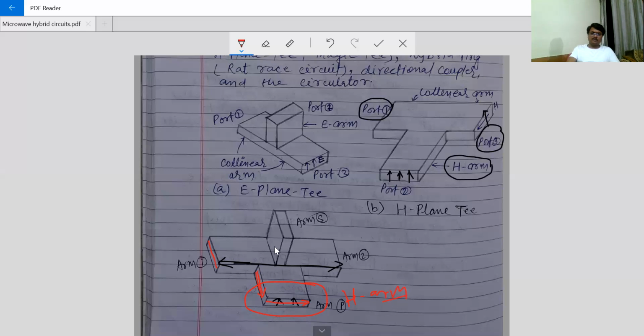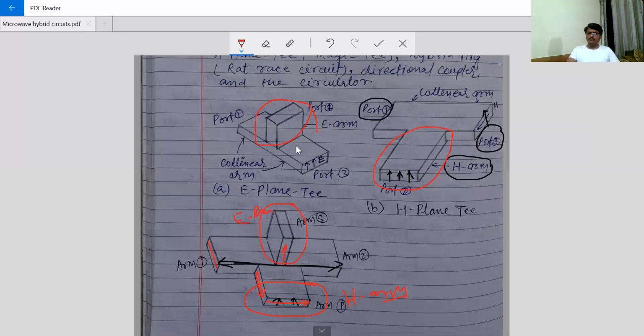And here again, this arm is nothing but in the direction of E plane. So this is the E arm. It is nothing but the combination of this one and this. This is H arm and this is E arm. Here both arms are there. That's why it is known as hybrid T.